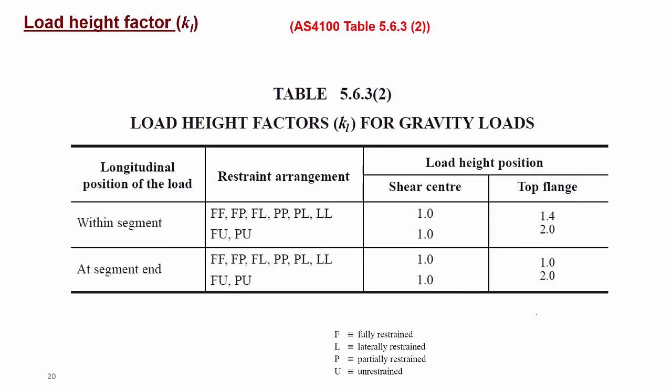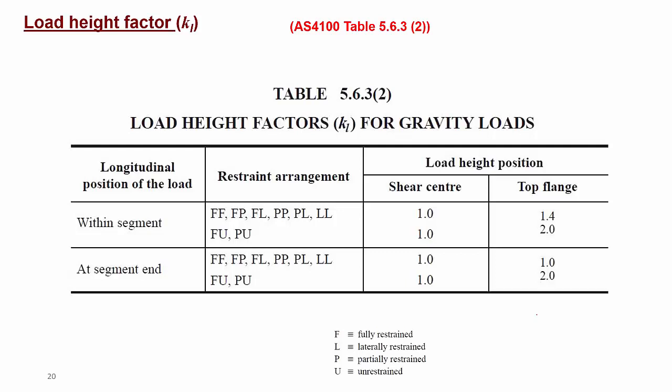Now, another factor that we need for finding effective length is a load height factor, KL. It depends on where the load is acting on your beam. So whether the load is acting within the segment or at the segment end, and also whether the load is acting at the shear center or at the top flange. So that depends on whether your beam can have a more twisting effect as well or not.